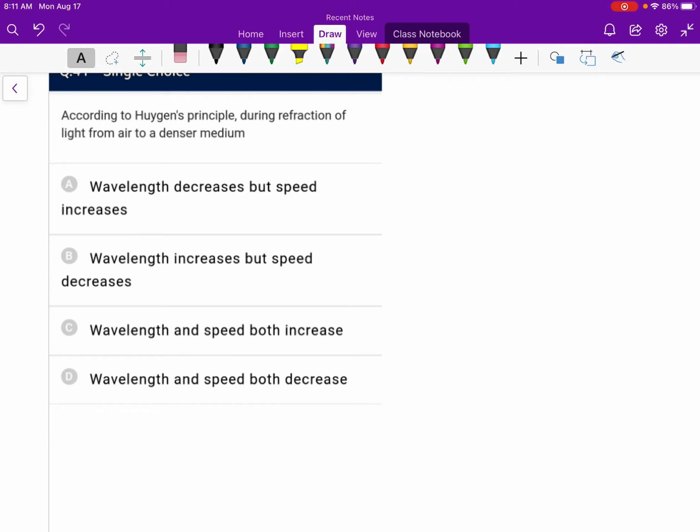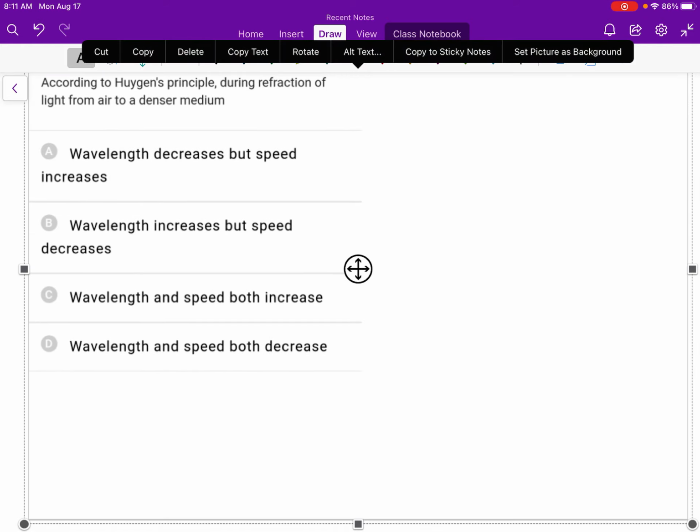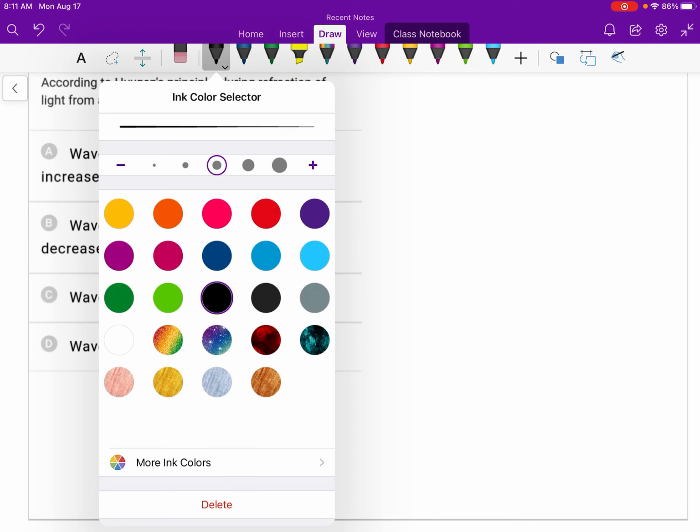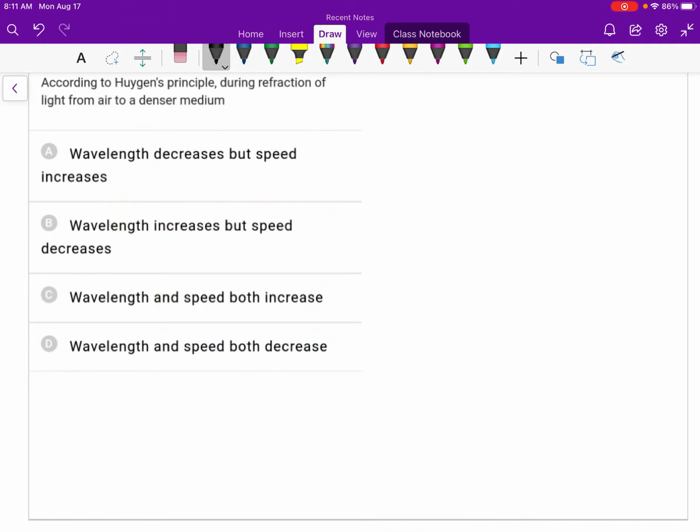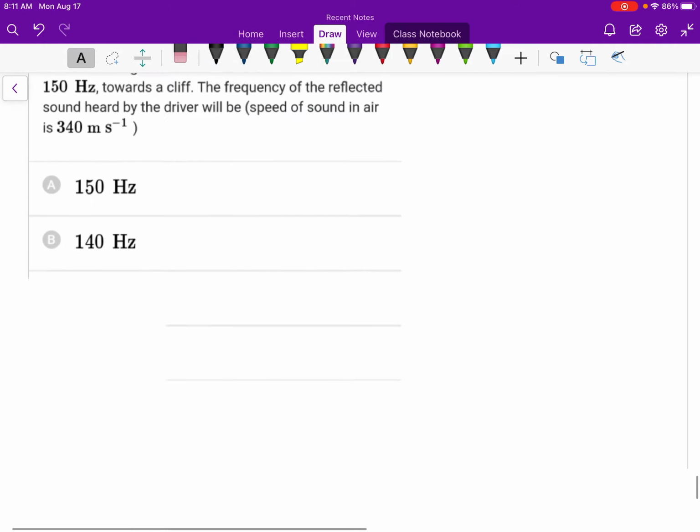According to the Huygens principle, during refraction of light from air to a denser medium, so from rarer to denser medium, both wavelength and speed decrease. So D is the correct option.